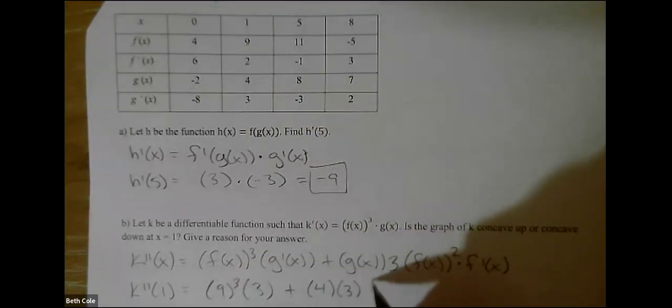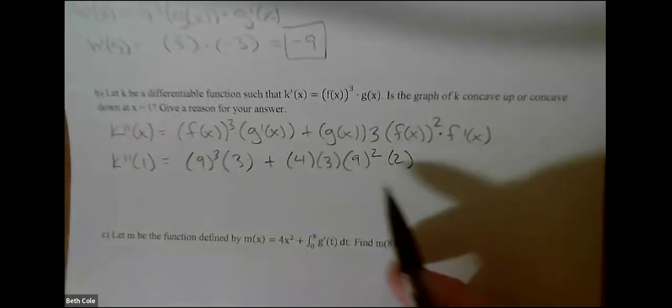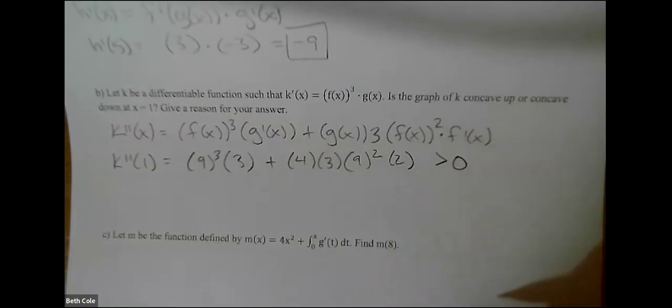And then g prime of 1 is 3. G of 1 is 4. And then we've got this 3 that's there. F of 1 is 9, and that is squared. And then f prime of 1 is 2. Now this is free response, and I am not going to go and figure out what all of that is. All we need to know is whether this is positive or negative, and I know that it is going to be positive. So we are asked about concavity.